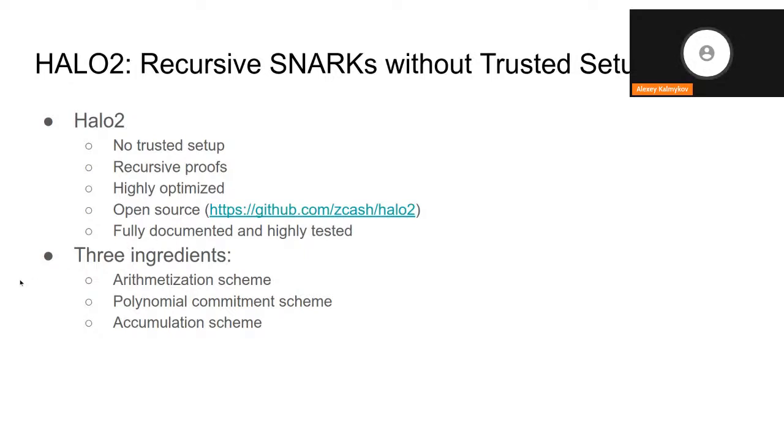Taking this into account, we're now going to quickly look at the 3 ingredients that I've already mentioned in the agenda slide. And we're going to see later on these ingredients in more detail and how they work. Again, these are the arithmetization scheme, the polynomial commitment scheme, and the accumulation scheme.